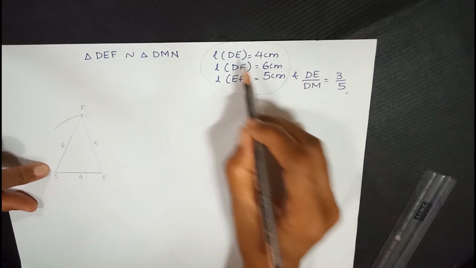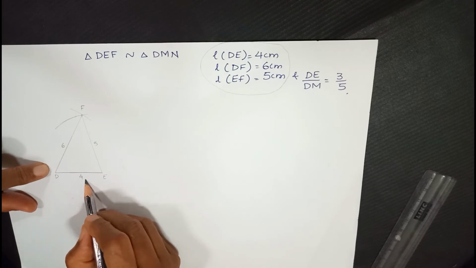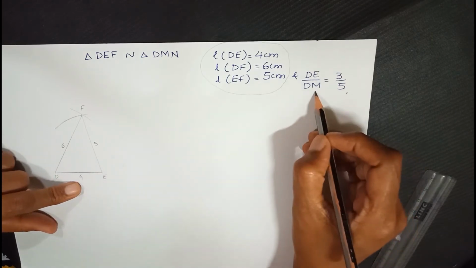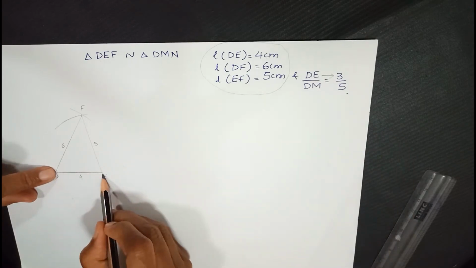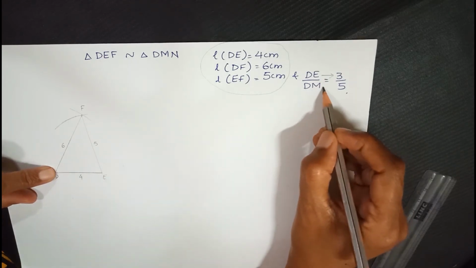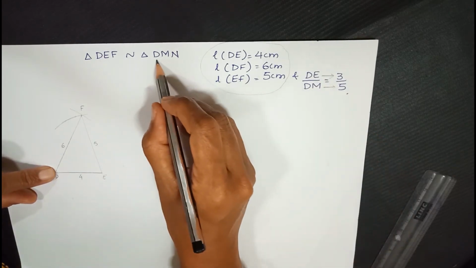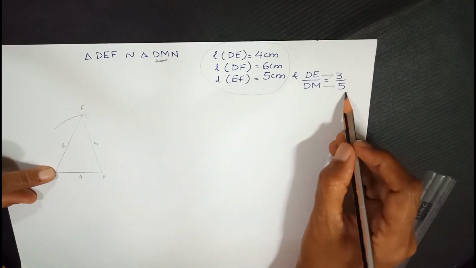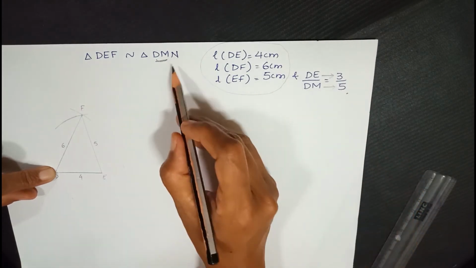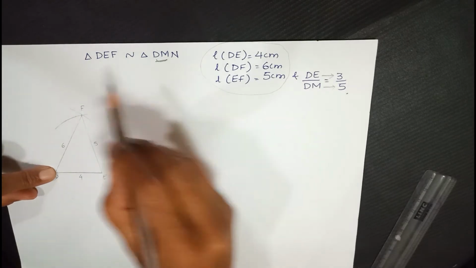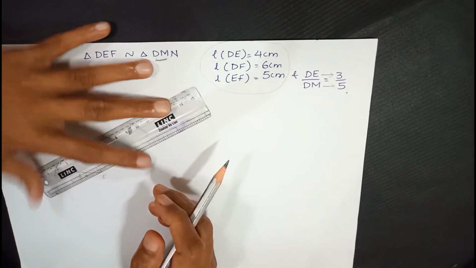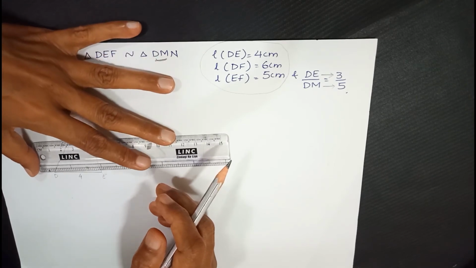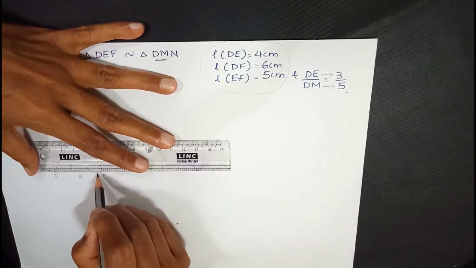DE was the base given, so I have taken DE base as 4 centimeters. Now from the ratio, you can see DE is 3 parts. The one which I have drawn is only 3 parts, whereas DM, which is the base of the second triangle, is 5 parts. That means here the triangle that we want is bigger than the triangle that we already have. So for this, what we do is we will have to extend the base.